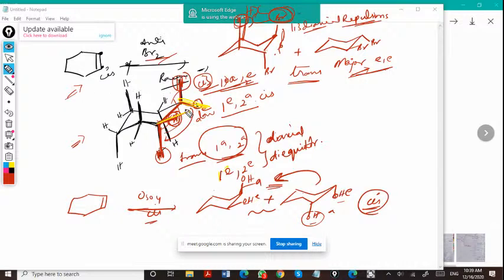Okay. So trans means both must be in opposite directions. Means if one is above, the other must be below. Okay. One should look up, the other should look down. Okay. So shall I remove this? Okay. Let me make it here.